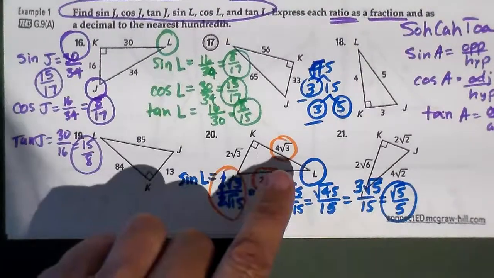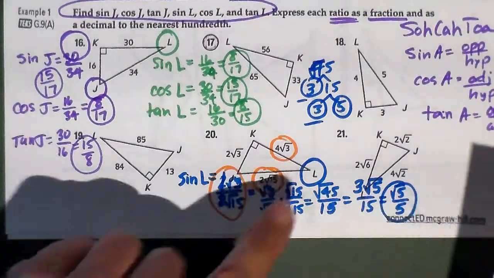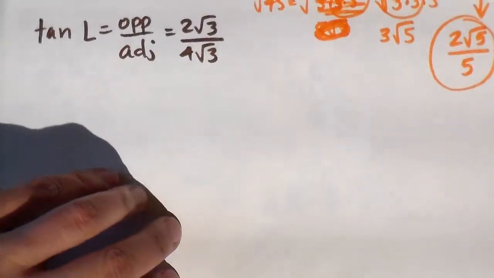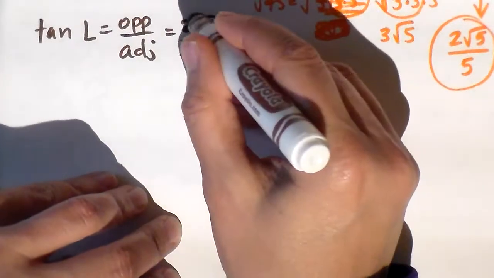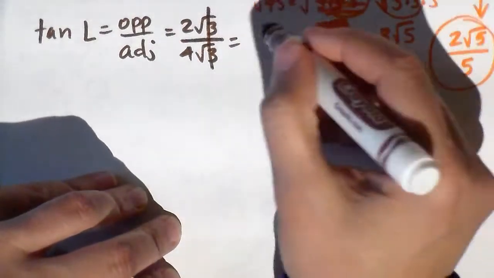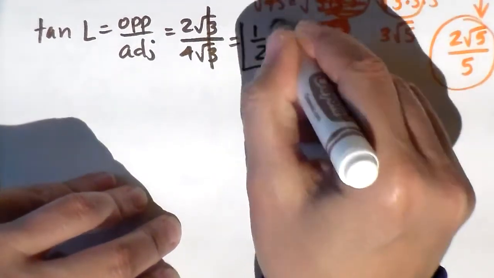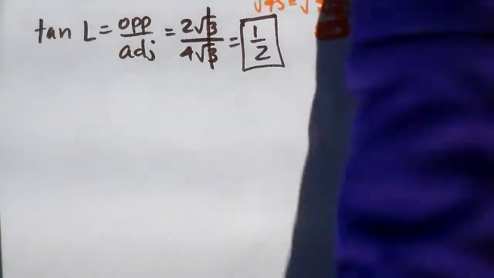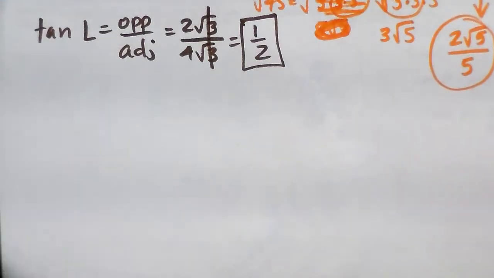And adjacent is 4 square roots of 3. So L is opposite over adjacent, over 4 square roots of 3. This one is actually one of the easier ones to do, because that reduces to 1/2, right? And what do the square roots of 3 do? They go away, so it's basically just 1/2, and you're done. So that's how you handle those ugly problems. You have to rationalize, okay?